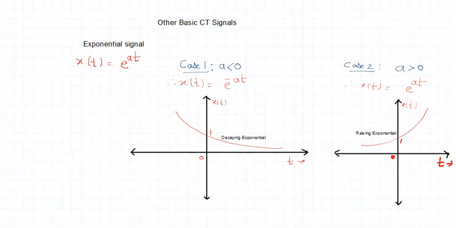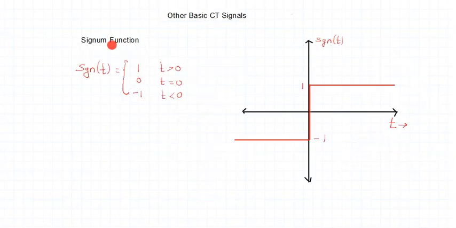Now we'll look at the signum function. This is one of the standard signals called the signum function. How do you denote it? You denote it as SGN. The signum function is denoted as SGN. And see how it is mathematically written. It is 1 for t greater than 0. It is 0 for t equal to 0. And it is minus 1 for t less than 0. So with this mathematical representation, if I plot the signal, how does the signal look?